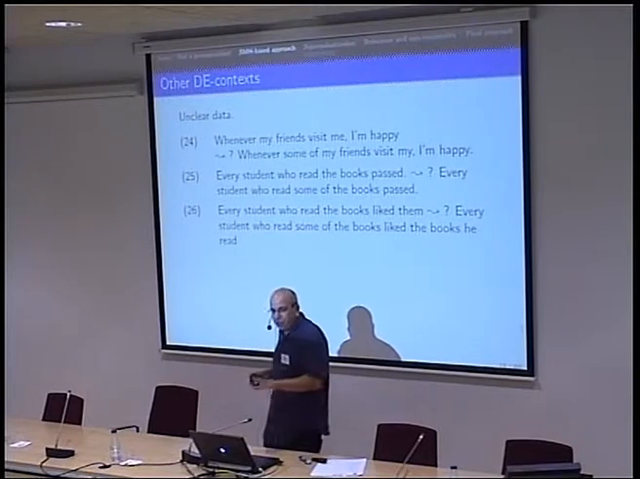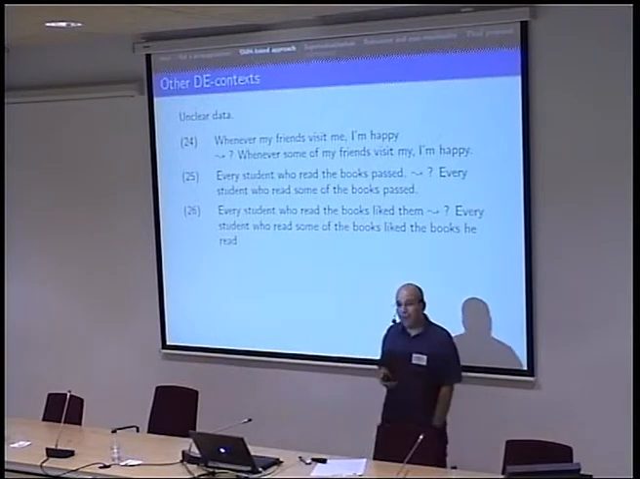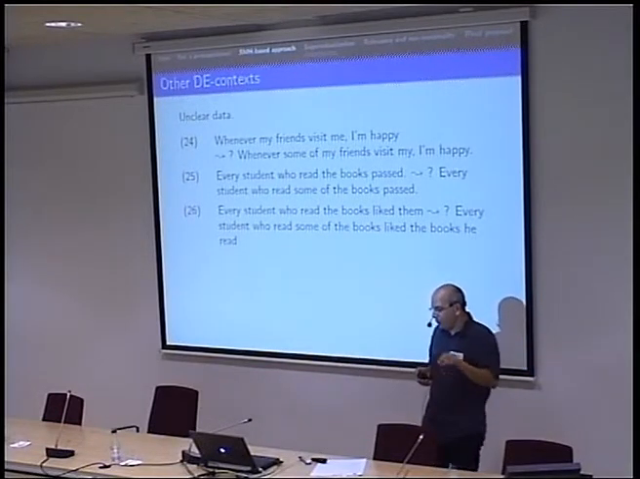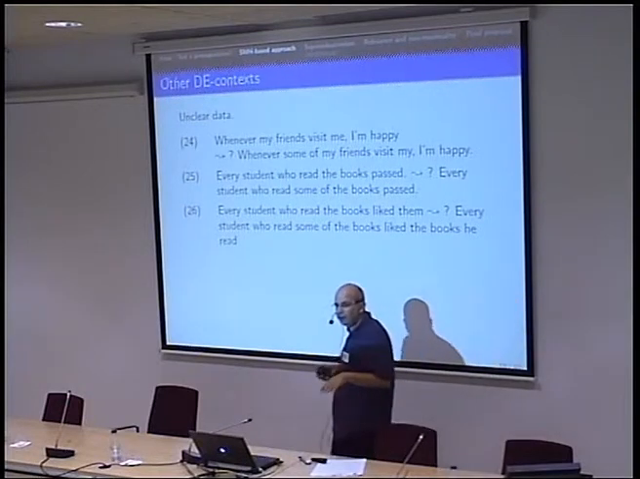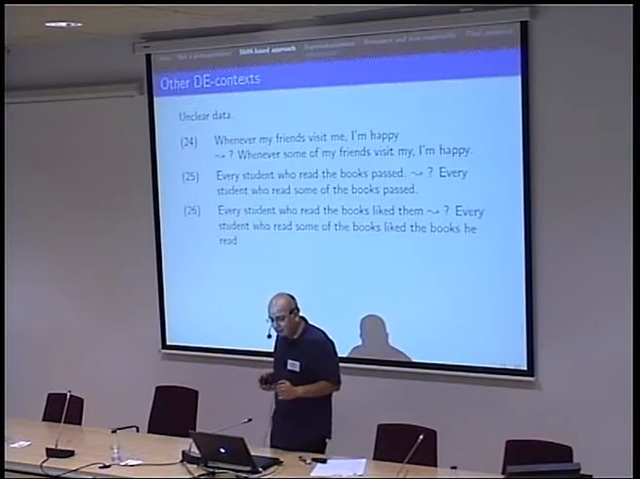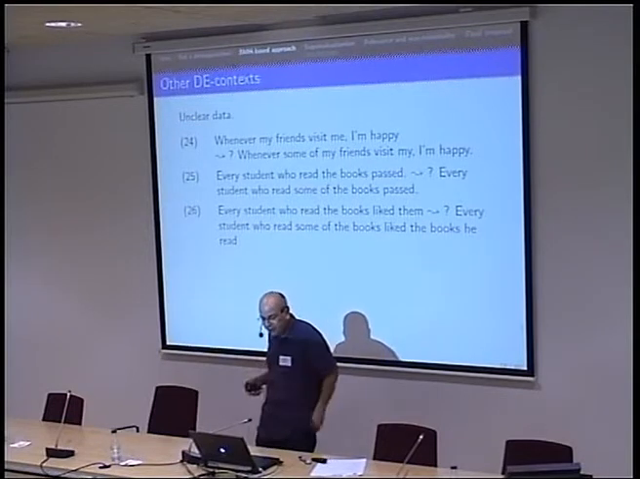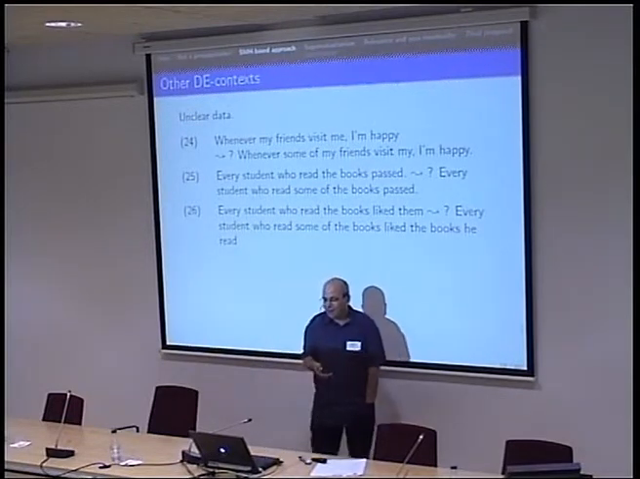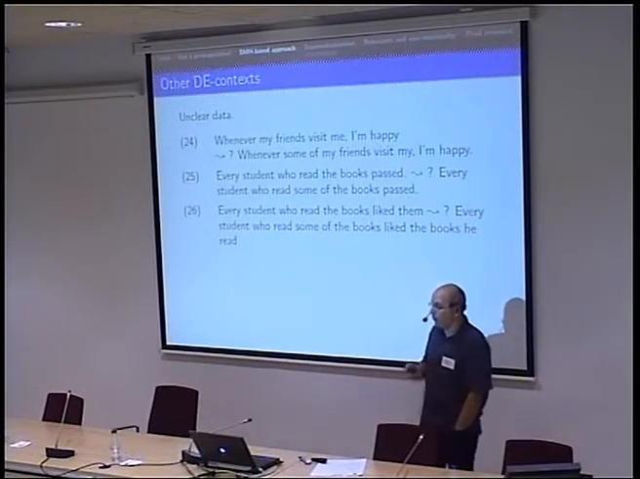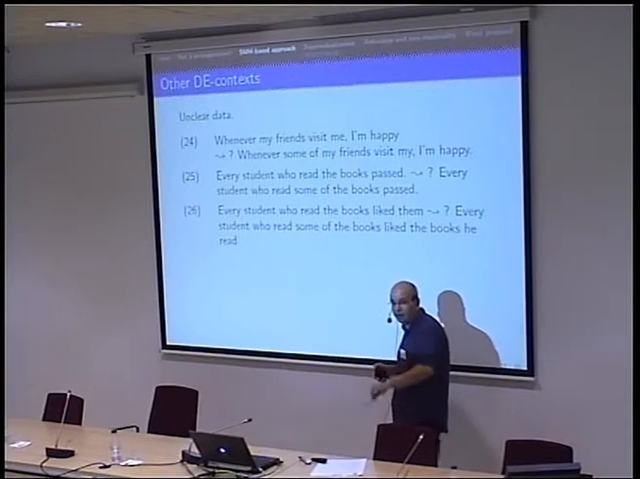Then there are some predictions, and it's not clear what the data are. So look at whenever my friends visit me, I'm happy. Given that the restrictor of whenever is a downward entailing context, you predict the existential reading. So something like whenever some of my friends visit me, I'm happy, and that's not so bad, it seems, right? But the point is, it depends on which sentence you use. For other cases which are structurally identical, so every student who read the books passed, it's really less clear that this is understood as meaning every student who read some of the books passed. And I'm not exactly clear about what's going on here, and my own proposal will not make different predictions for these cases.